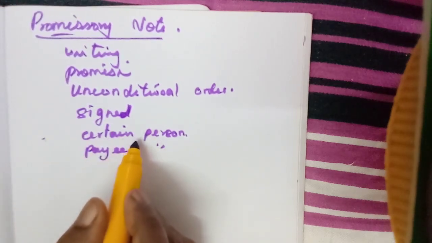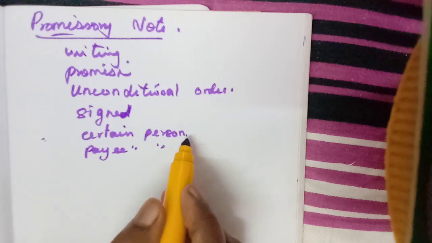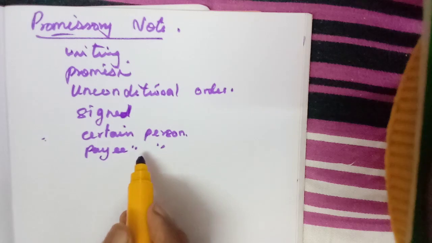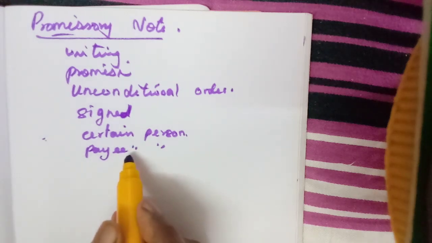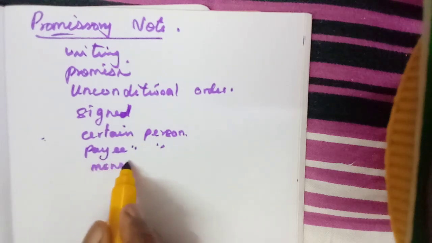Here, one certain person means we can say maybe an organization also. Person does not mean only an individual. Any firms, organizations can also be the drawer. Then why are they writing the promissory note? To pay money only, to pay a certain sum of money. That is very clearly written in the statement.